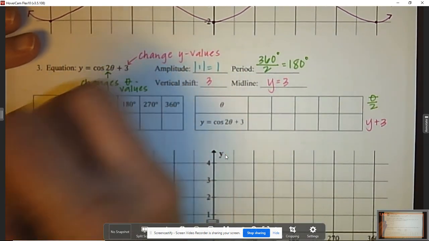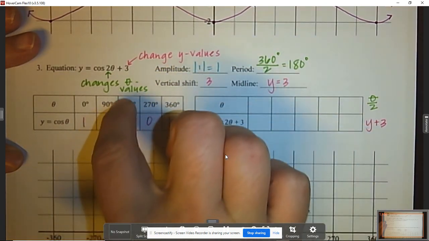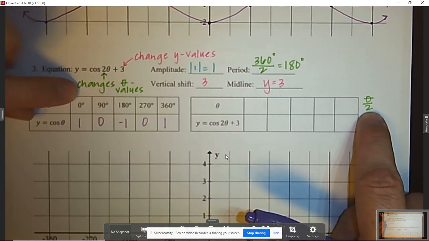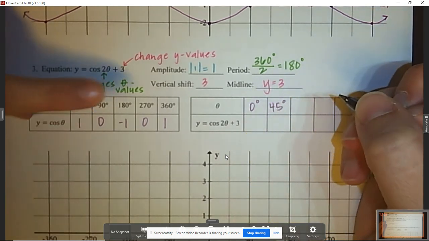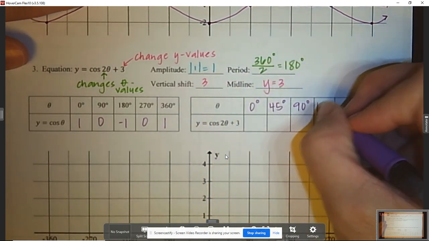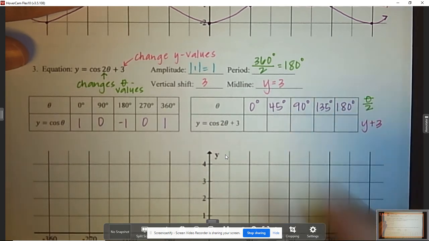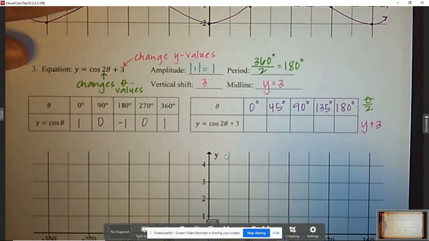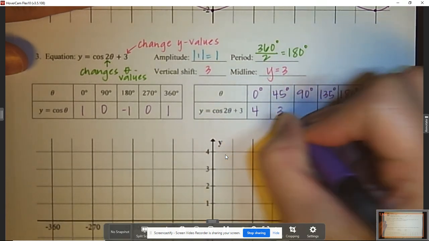Take your cosine parent table, which is 1, 0, -1, 0, and 1. These theta and y values are what I change for this table. So take your theta values and divide them all by 2. Well, 0 divided by 2 is still 0. 90 divided by 2 is 45. 180 divided by 2 is 90. 270 divided by 2 is 135, and 360 divided by 2 is 180. So you can see 0 to 180 is going to be a whole cycle, and that makes sense because the period is 180. I just take these y values and I add 3. Super easy.